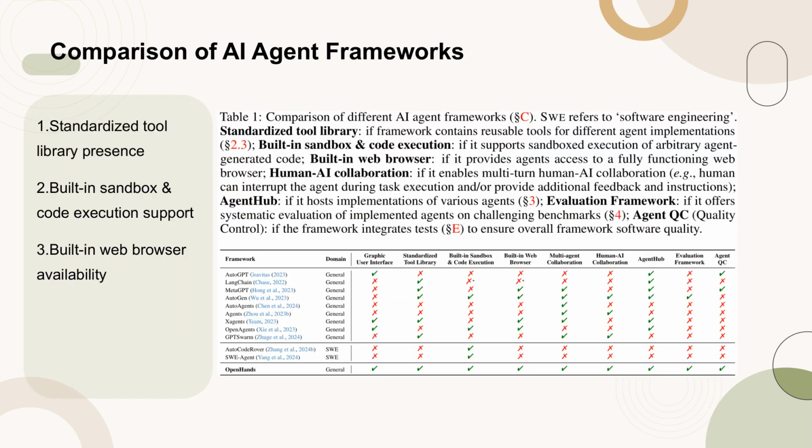Table 1 provides a comprehensive comparison of various AI agent frameworks across several key features. It highlights whether each framework includes a standardized tool library, supports built-in sandbox and code execution, and provides access to a built-in web browser. Additionally, it examines the framework's capabilities for human-AI collaboration, hosting various agent implementations, offering an evaluation framework, and integrating quality control measures.